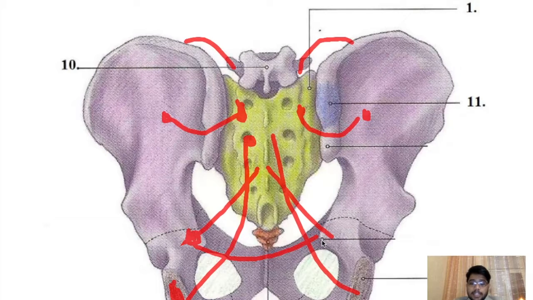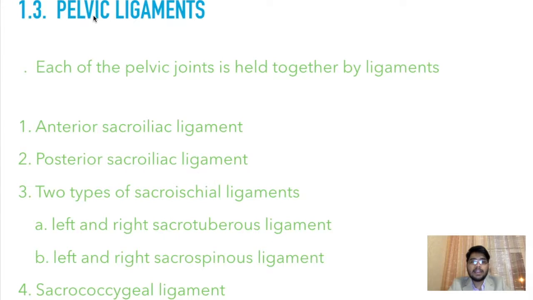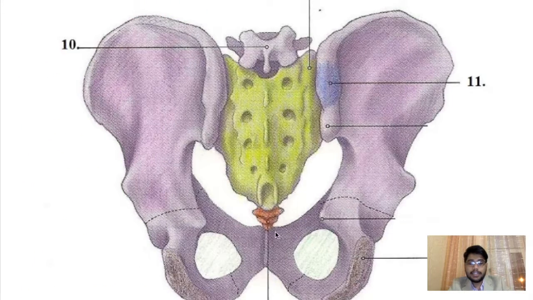Now let's read the material that's given in our presentation. Pelvic ligaments can be roughly divided into four types. The first, anterior sacroiliac ligament, posterior sacroiliac ligament. Two types of sacroischial ligaments are there: left and right sacrotuberous ligament, left and right sacrospinous ligament, and sacrococcygeal ligament, which is situated somewhere here. Sacrococcygeal ligament on both sides.